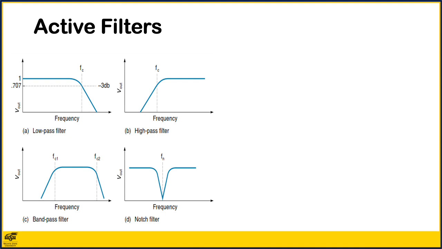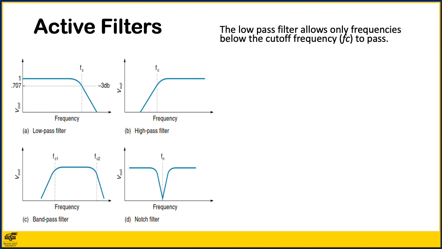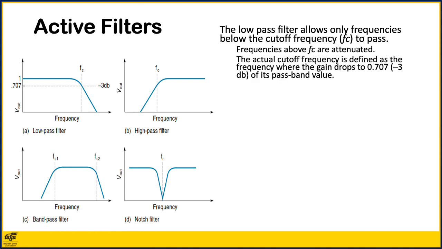Active filters. Filter circuits either pass or stop signals depending on frequency. This slide shows the responses of some basic types of filters. The low-pass filter, in figure A, allows only frequencies below the cutoff frequency Fc to pass. Frequencies above Fc are attenuated. The actual cutoff frequency is defined as the frequency where the gain drops to 0.707 or minus 3 dB of its passband value.